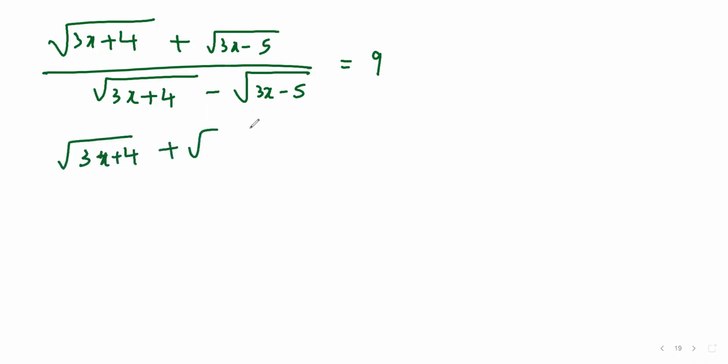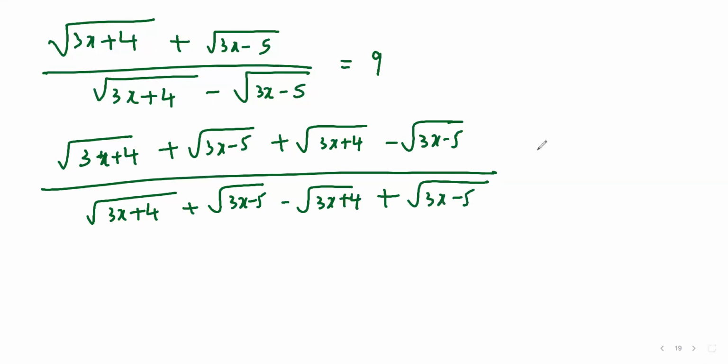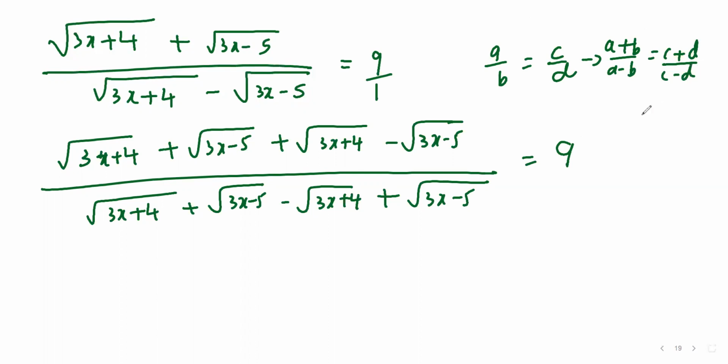So it will be, A is this, right? A plus B by A minus B, so it's like A by B. Remember, I'm writing 9 as 9 by 1. A by B is equal to C by D. So by applying componendo dividendo, A plus B by A minus B is C plus D by C minus D. So it's 9 plus 1 by 9 minus 1.